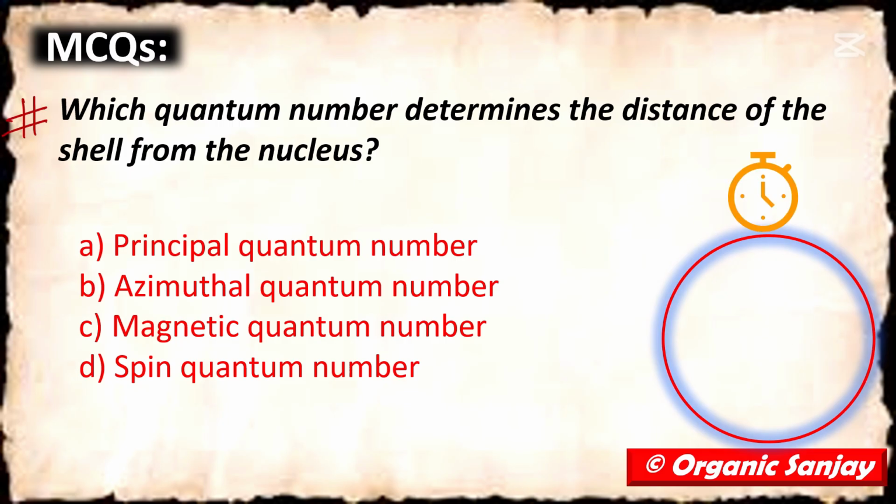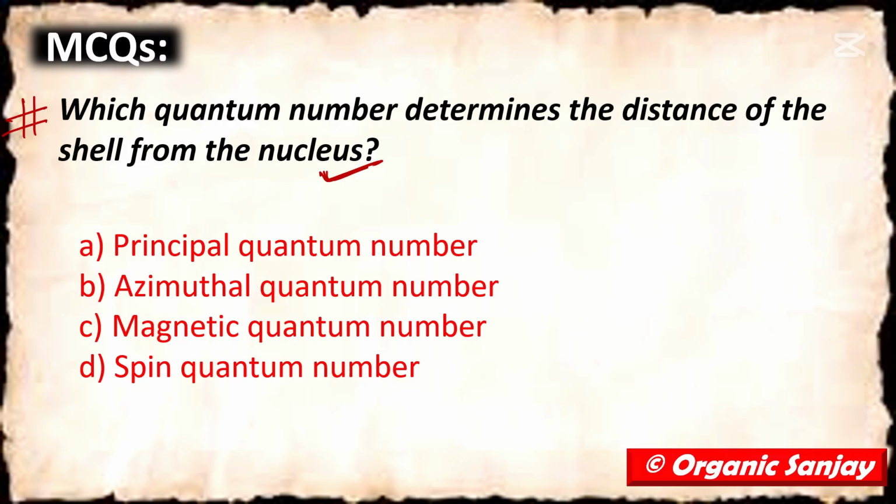Next question, which quantum number determines the distance of the shell from the nucleus? And the right answer is principal quantum number, that is small n. So this determines the distance of the shell from the nucleus.